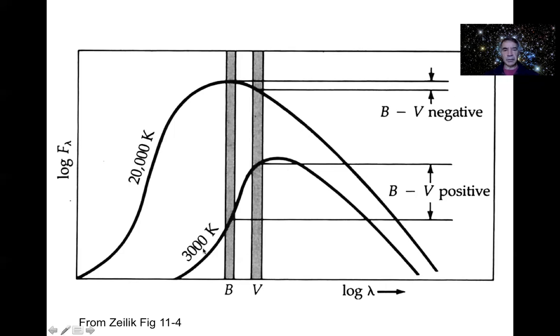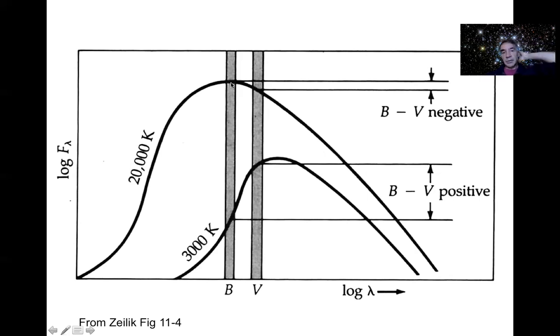So here we illustrate this with two black body curves, two spectra representing two stars, a hot one and a cool one. Here's a 3000 Kelvin black body, representing a cool star. And here is a hot star, 20,000 Kelvin, similar to the examples I just gave you. And here are the wavelength ranges for the blue filter and the V filter. So blue end of the optical, middle of the optical, if you like.